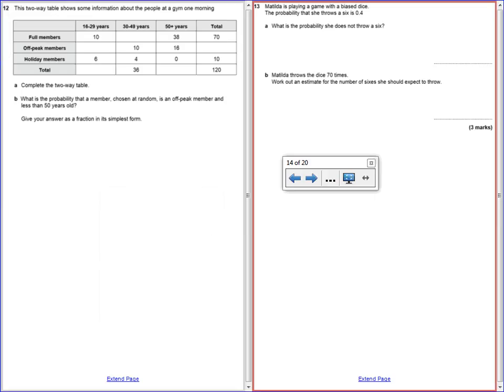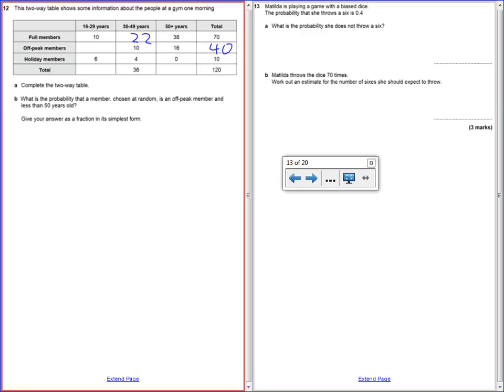Okay, question 12, you've got to fill in an incomplete two-way table. So firstly, look at the top row where I know 10 plus something plus 38 equals 70, so that something must be 22. Then I'll look at the final column where I know 70 plus something plus 10 equals 120, so that something must be 40.